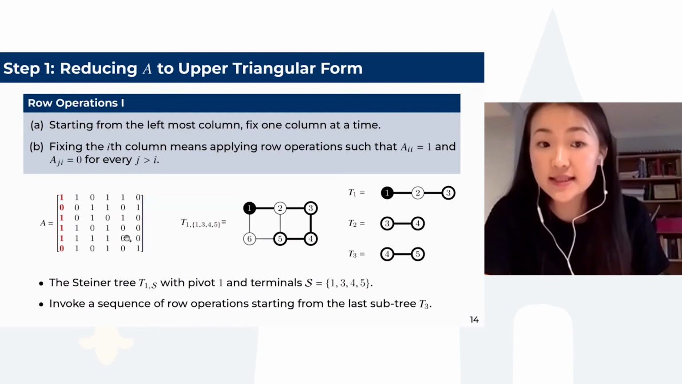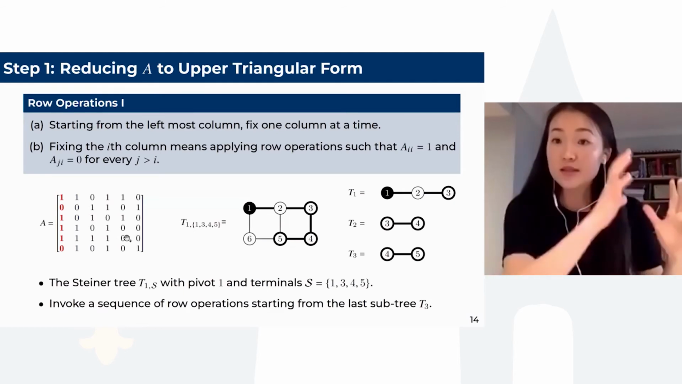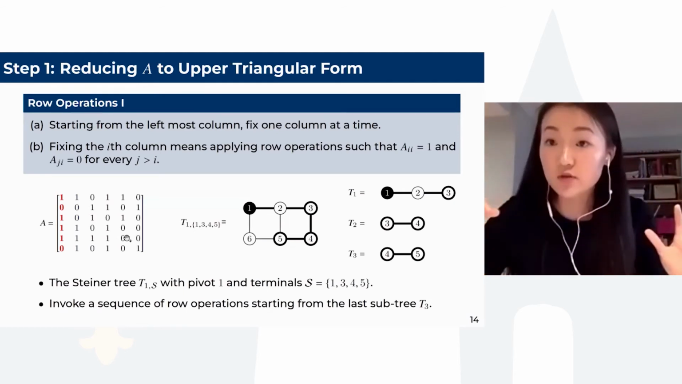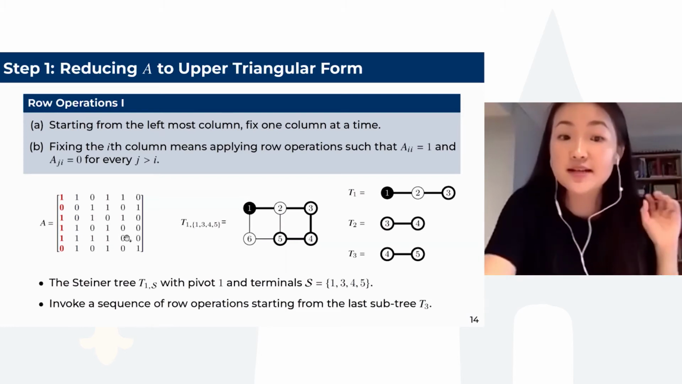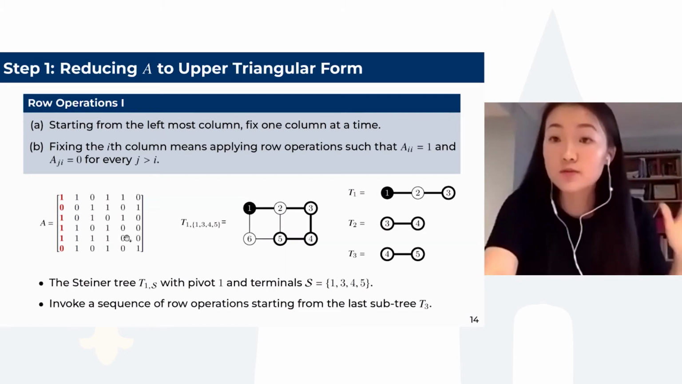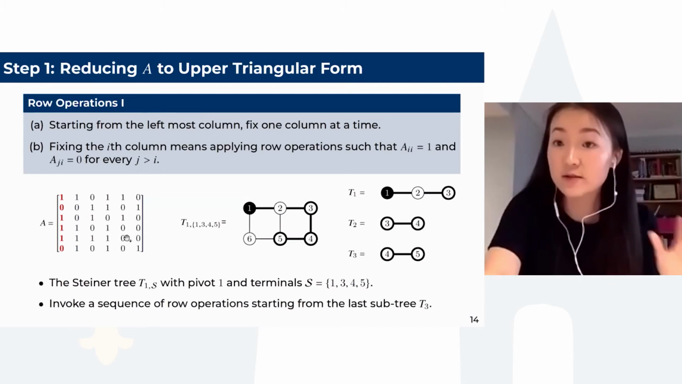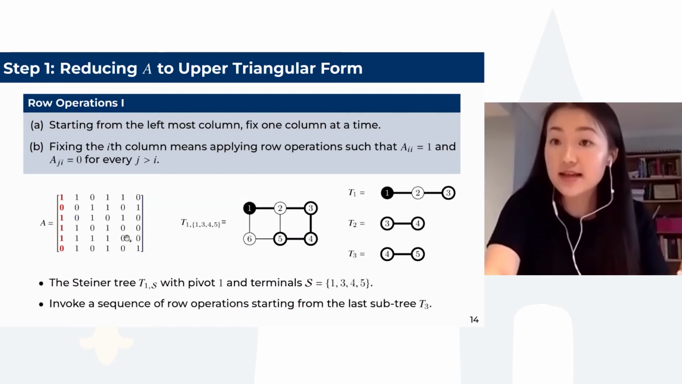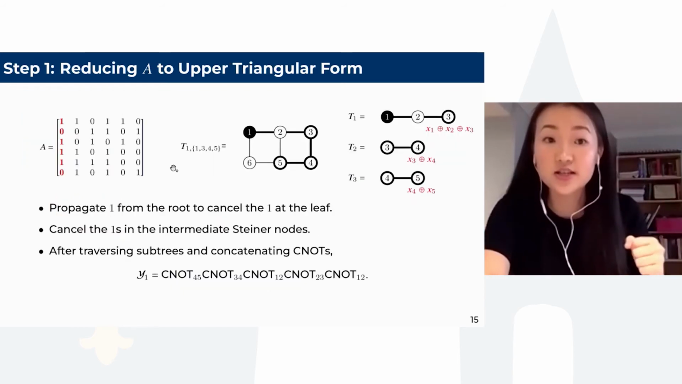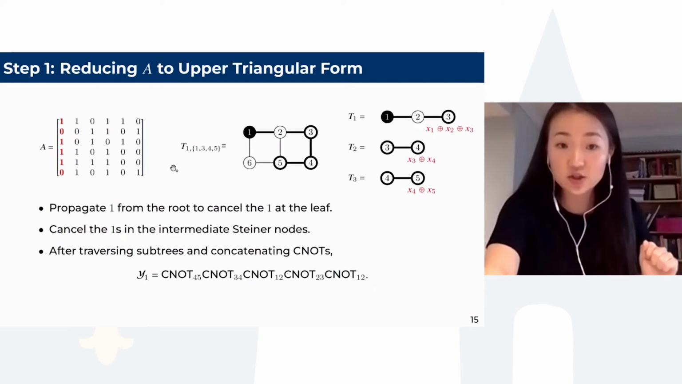It has 1, 3, 4, and 5 as 1, right? So correspondingly, the terminal nodes in the Steiner tree are 1, 3, 4, and 5. And this gives us the Steiner tree. And by doing the breadth first search, or the breadth first traversal of the Steiner tree, we can further separate it into 3 subtrees. And by starting from the last subtree, we're performing a sequence of well-defined row operations that will give us a sequence of CNOTs that give the corresponding row operations as shown on the next page.